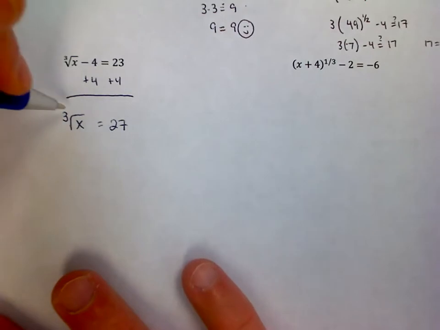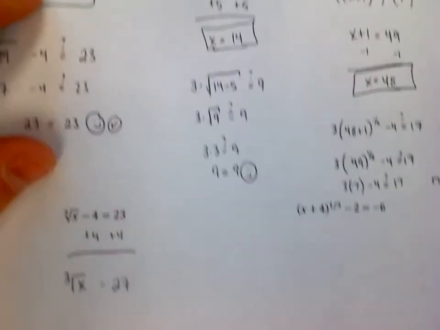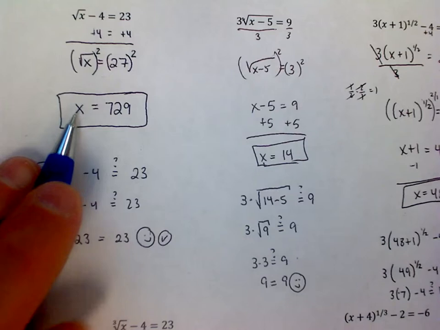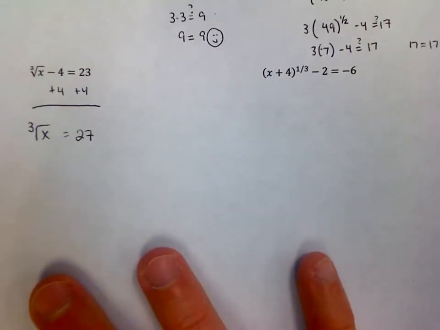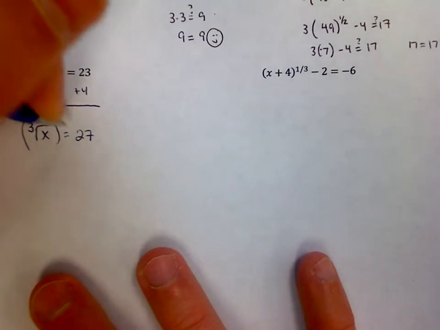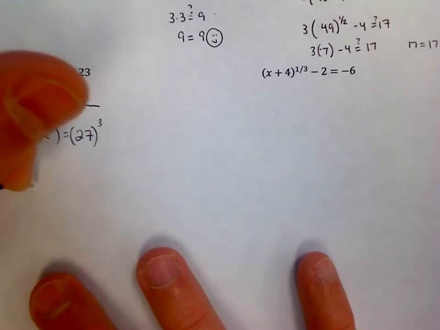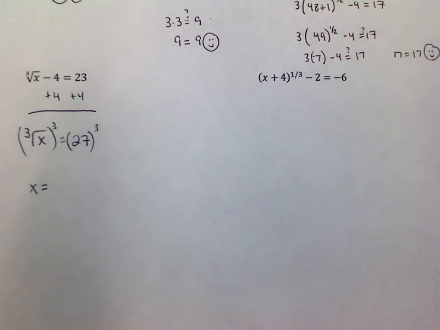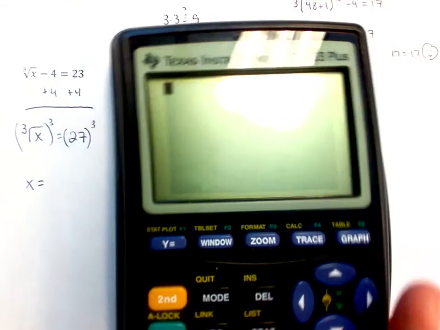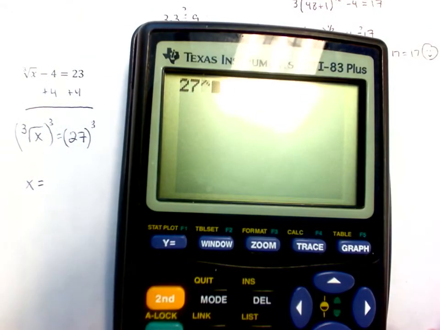Now, how do I get rid of a cube root? I got rid of a square root in the previous video by squaring both sides. So it would make sense, if I'm going to get rid of a cube root, I need to cube both sides. So I'm going to raise both sides to the third power. And that's going to give me a gigantic number because I didn't think through this example before I typed it out. So I just need to go to my calculator and let's do 27 raised to the third power.